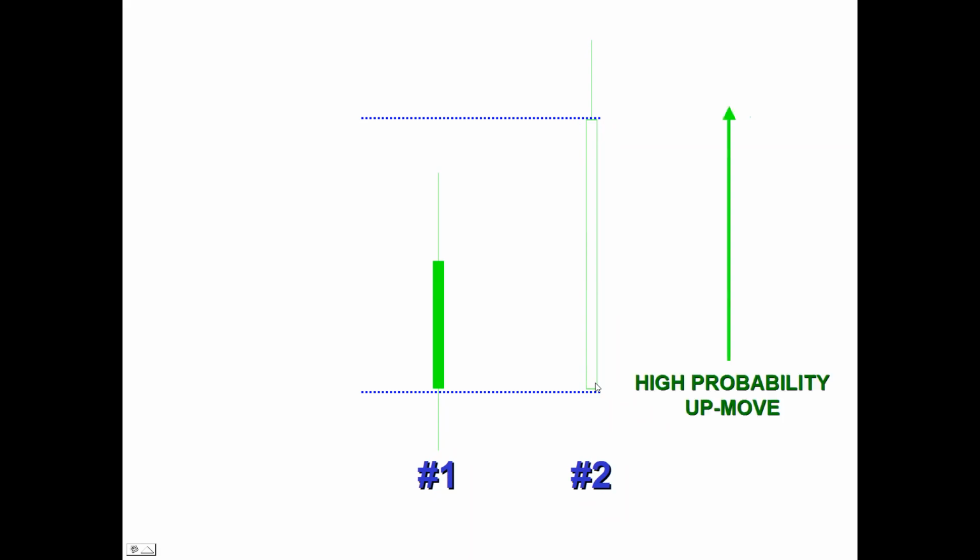The candlestick combo is saying that this is a high probability up move waiting to happen. That's how simple it is. This is the candlestick combo.